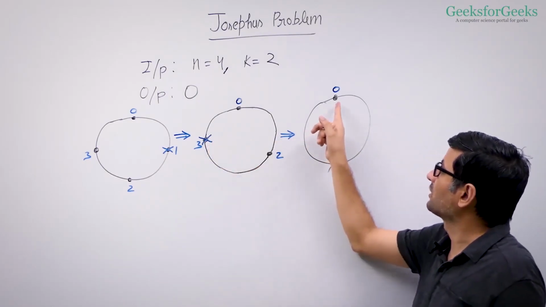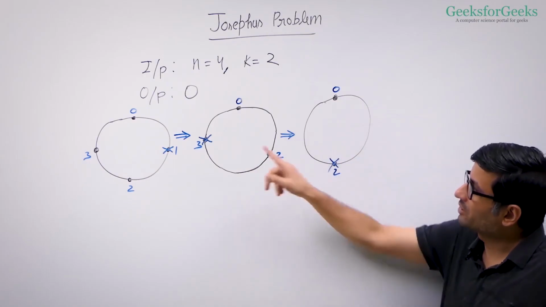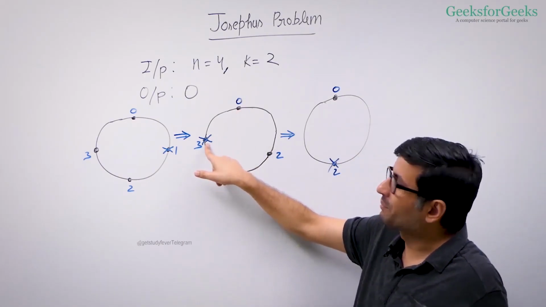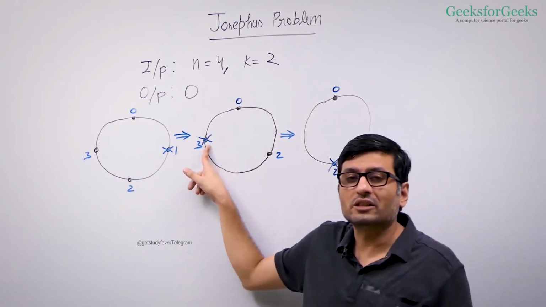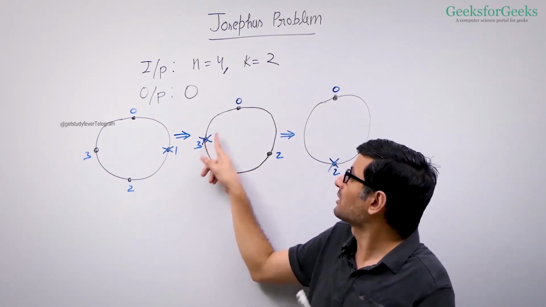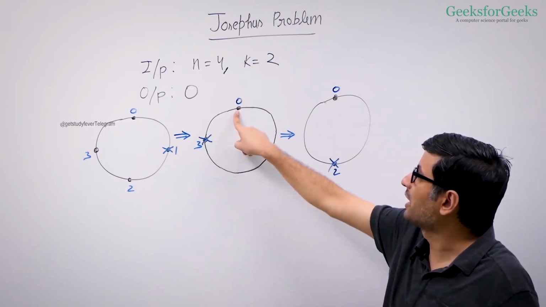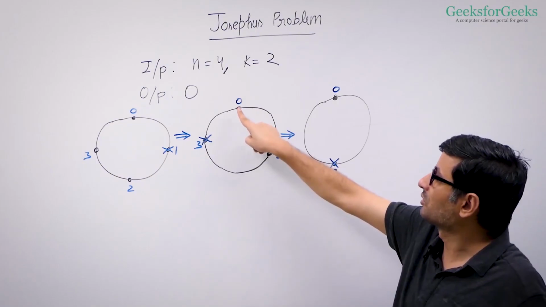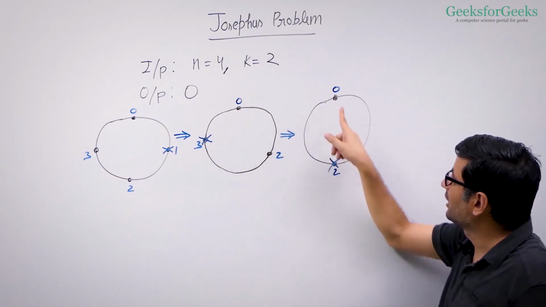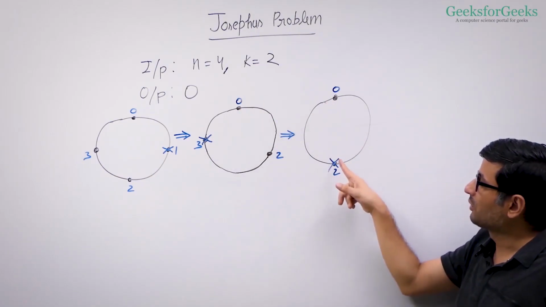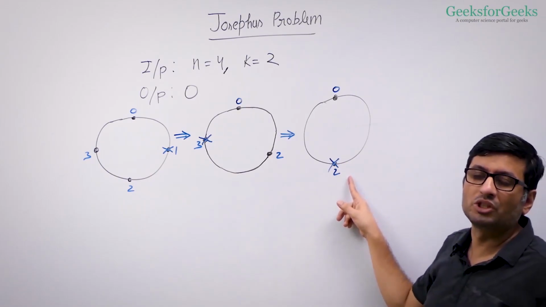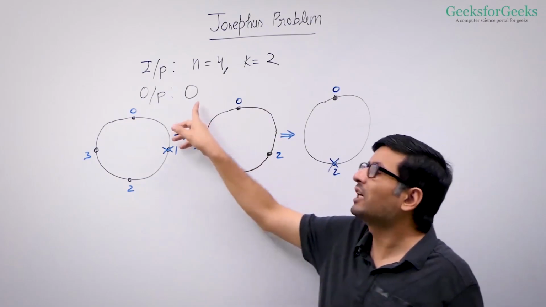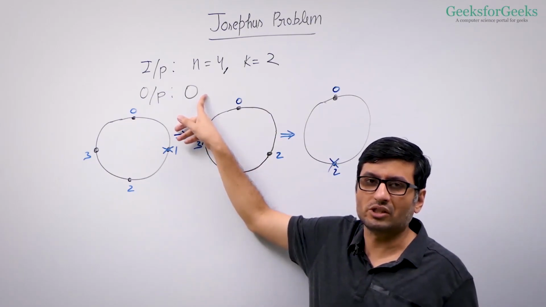Now you have 2 persons, 0 and 2, and the pistol is going to be with 0 because when a person gets killed, the person hands over the pistol to the next person. So 0 gets the pistol and 0 is going to kill the second person from its position. So the first person is 0 himself and the second person is 2. So the person with position 2 dies and the survivor is 0. So that is why the output for this input is 0.